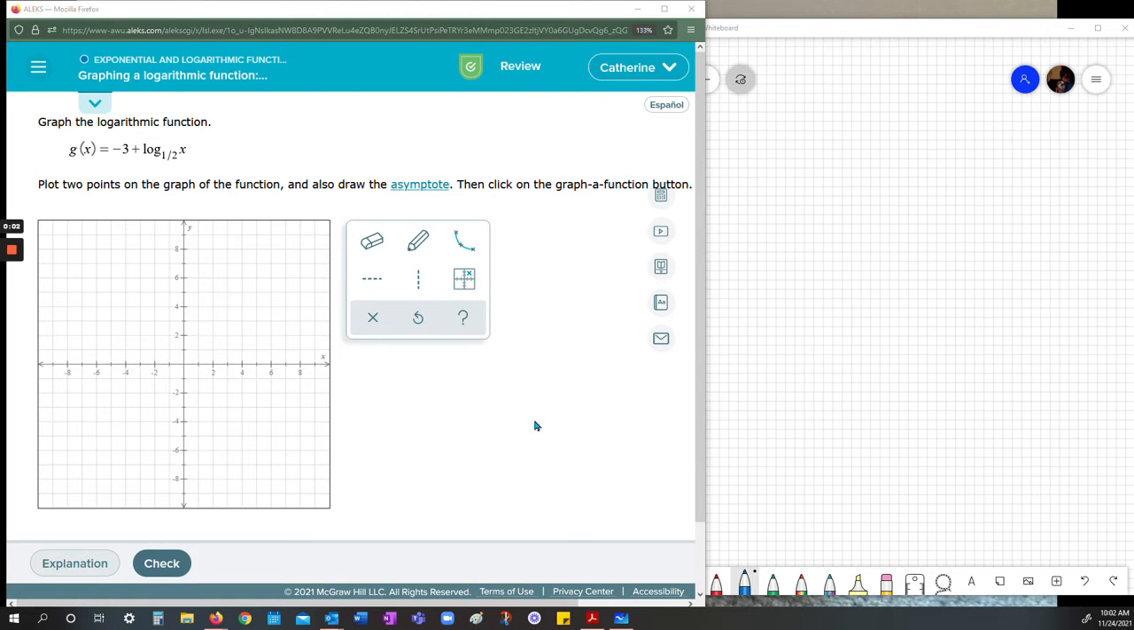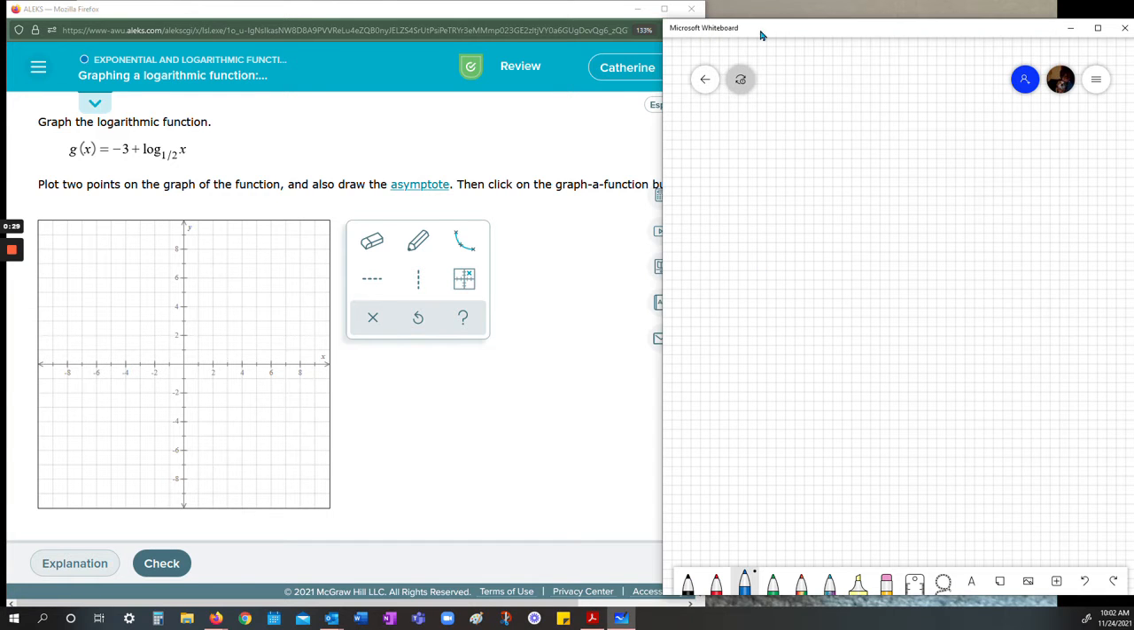This is the topic, graphing a logarithmic function, basic. And so we have this right here, g of x equals -3 plus log base 1/2 of x. And it says plot 2 points on the graph of the function and also draw the asymptote, then click graph a function button. Okay, so let's play around with this log base 1/2.